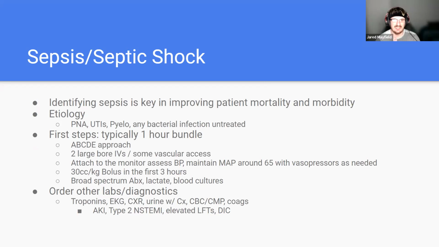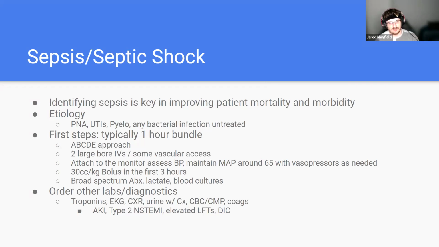Identifying sepsis, again, is key to improving patient mortality and morbidity. And as I said, the etiology of this is any type of bacterial infection: pneumonia, UTIs, pyelo. The first steps here are what you'll hear as a 1 hour bundle. And you'll take the same A, B, C, D, E approach. You'll get some type of vascular access by way of 2 large bore IVs, maybe a regular peripheral IV of some sort, an IO or a central line.